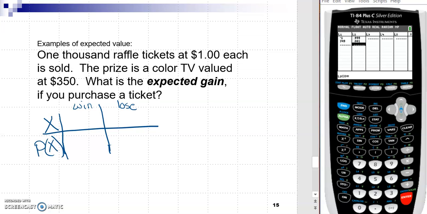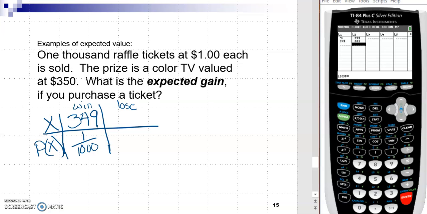So you buy a raffle ticket. And if you buy a raffle ticket, how much do you win or what do you win? Well, you win this prize TV that is valued at $350, but you spent $1 on the ticket. So really, how much are you winning? Well, you're actually winning $349 because you bought the ticket for $1. Now, how many winning tickets are going to be in those 1,000 that are in the raffle? Just one. So the probability that you win is going to be 1 out of 1,000.